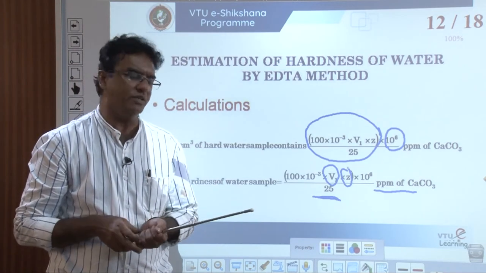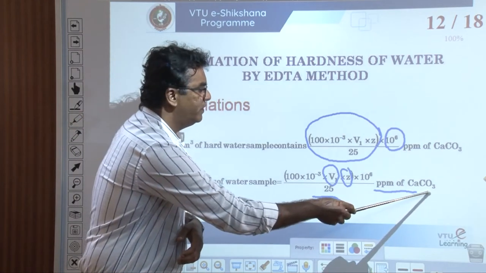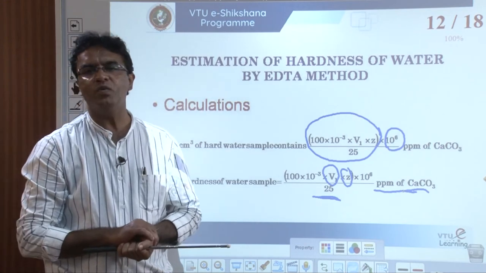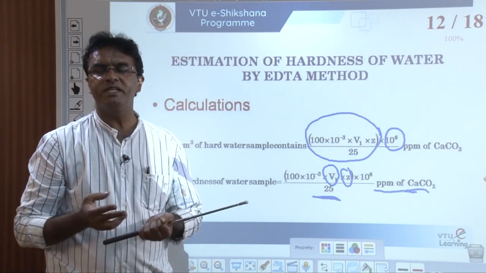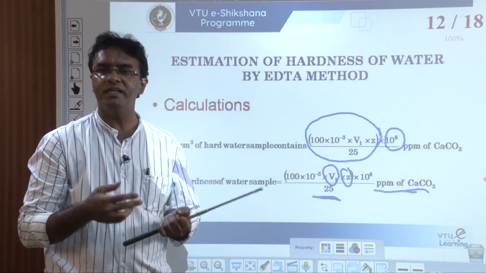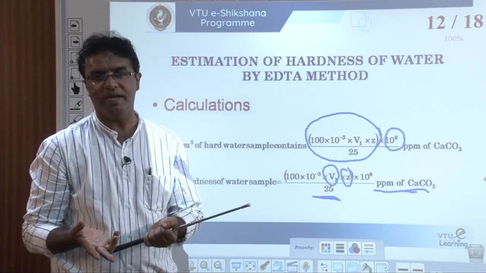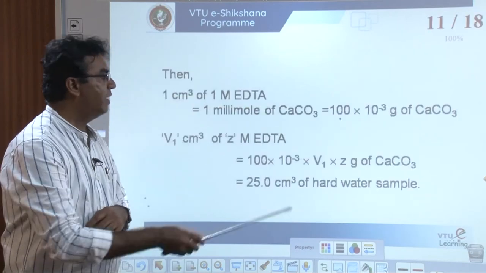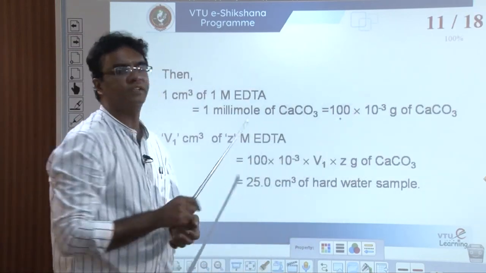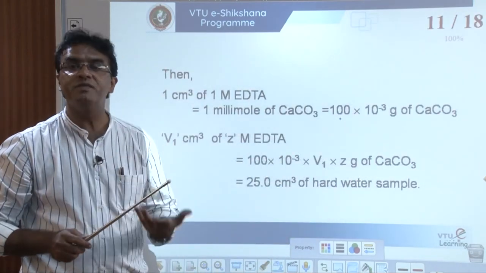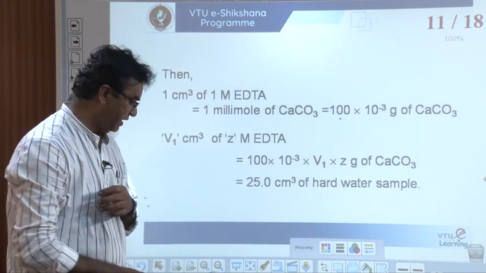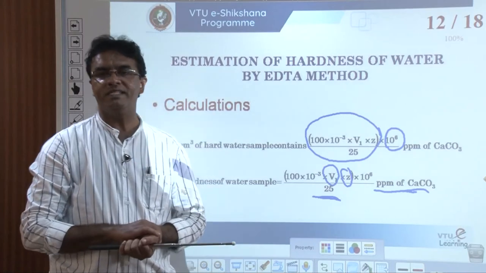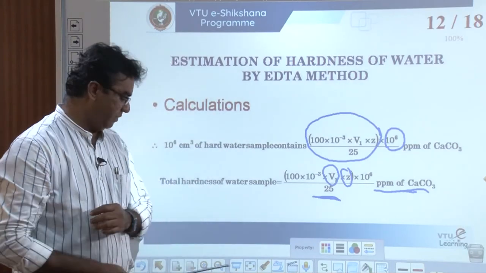You may get a small doubt here that why do we express the hardness in terms of ppm of calcium carbonate only? Why don't we express in terms of magnesium also? Because hardness is caused by both calcium and magnesium ions. So, the reason is very simple. It's a mathematical reason, because the molecular mass of calcium carbonate is 100. So, therefore, for calculation purpose, it becomes easier. That's the simple reason why we express hardness in terms of ppm of calcium carbonate.